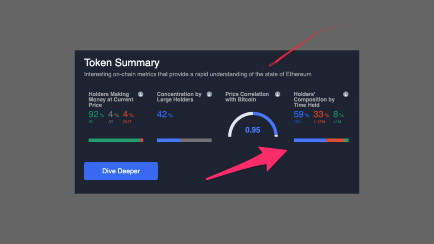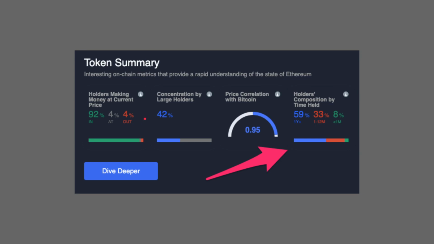Some various statistics could include holders making money at current price, so maybe holders that are in profit at the current price. So we see 92% are in profit, 4% are at profit or near their original buy-ins, and then 4% are out of profit or currently at a loss for this particular coin.